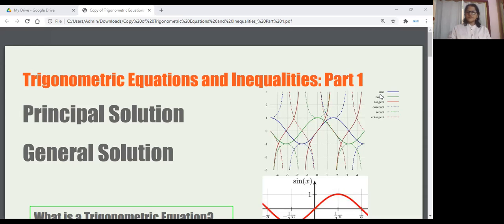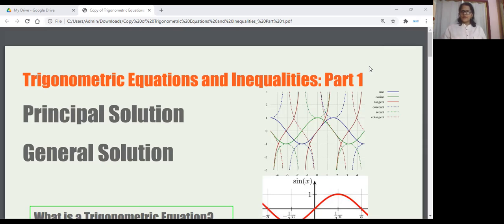Equations, as you have studied, are expressions in which you have one or more unknown variables. Right? Now let's see what is a trigo equation, and how to solve it. The theme of today's class is trigonometric equations and inequalities. Today we will be focusing on part 1, the beginning portion, in which we will introduce trigonometric equations.